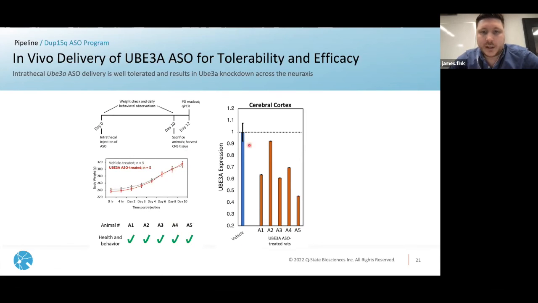And then here we're looking at the average vehicle treated animals versus the UBE3A expression in 5 different rats, each treated with the same ASO. There's some variability here, but the idea is that there is up to 40 to 50% knockdown in several of these animals, and that combination of knockdown with the behavior suggests that this is still well tolerated. Of course, we still need to push the dose, but again, those studies are ongoing.